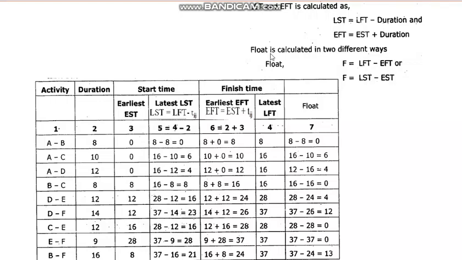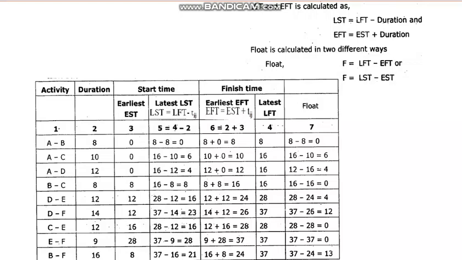This gives you the latest start time of that activity. Okay, and then earliest finish time. For earliest finish time, the formula here is earliest start time plus duration. That means EST plus Tij. That's what is given here. Earliest finish time is EST plus Tij.